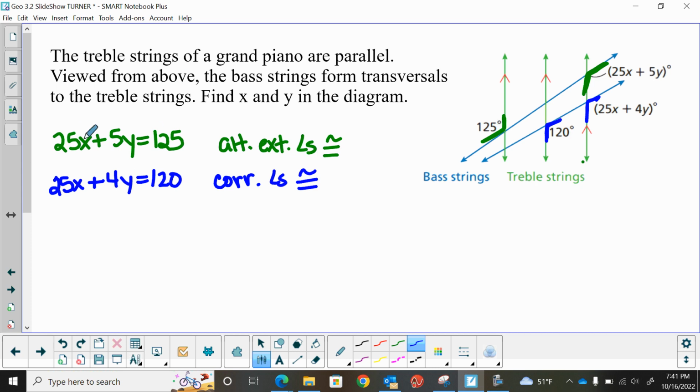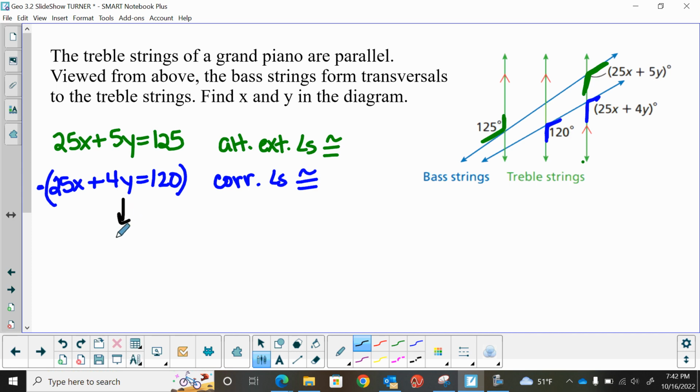But for now, I'm going to use elimination, because I noticed my x's have the same coefficient. And if you remember with elimination, the goal is to eliminate one of your variables. So I am going to take my second equation. First, I'm going to multiply everything by a -1.